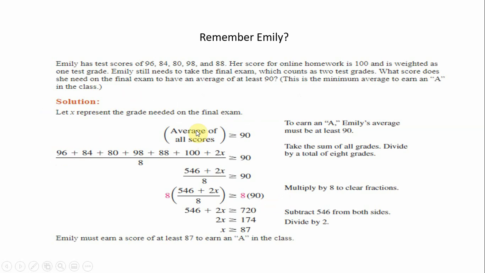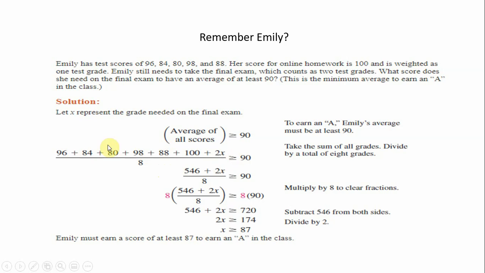So remember Emily when we first started this lesson? Emily has test scores of 96, 84, 80, 98, and 88. Her score for online work was 100 and is weighted as a test grade. And then she still needs to take the final exam, which counts as 2 test grades. What score does she need on the final exam to have an average of at least 90? So the least is the smallest, and she wants that number to be bigger than or equal to that.